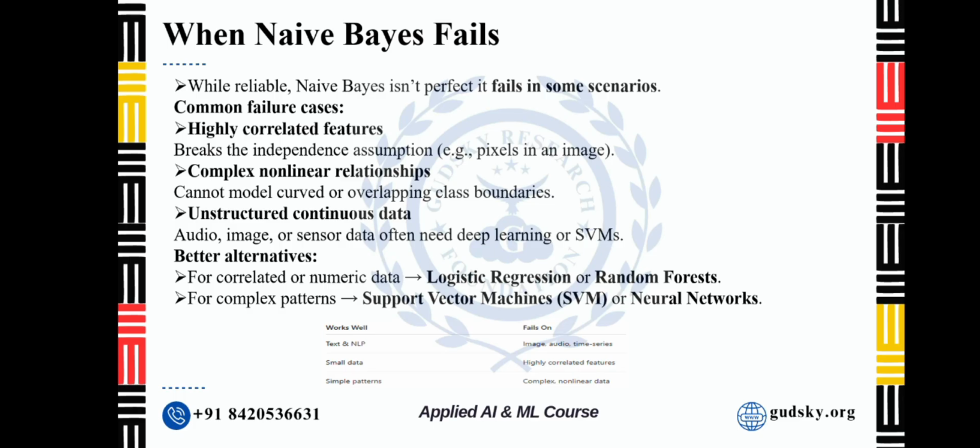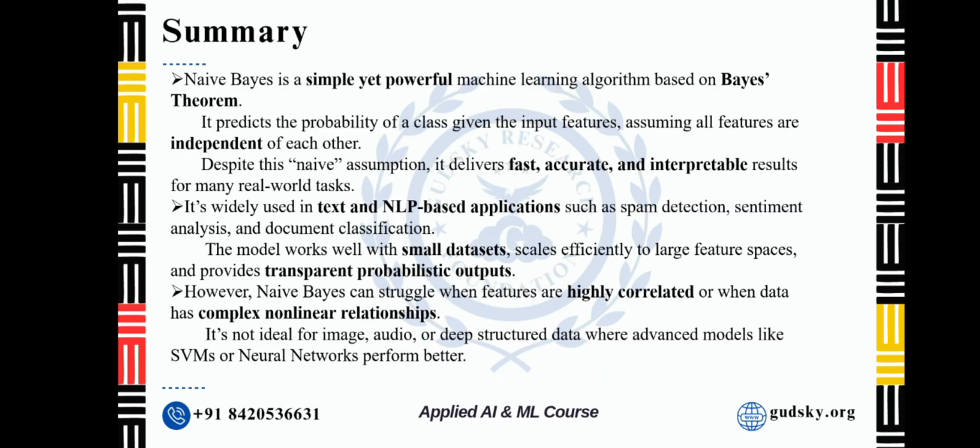And here we see where it works well and where it fails. On text and NLP it works well, but on images, audio, and time series it will fail because this data is complex. It mainly works on categorical data, text data, and numerical data, but these other data types may fail. It works well on small data and fails on highly correlated features, and it works on simple patterns but not on complex non-linear data.